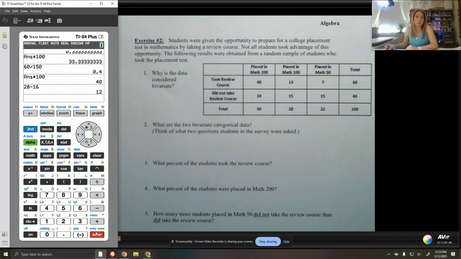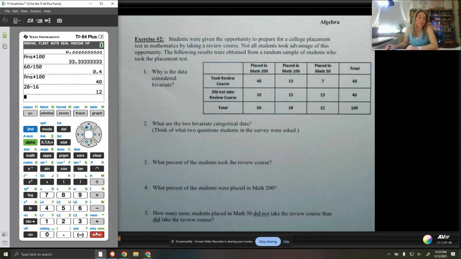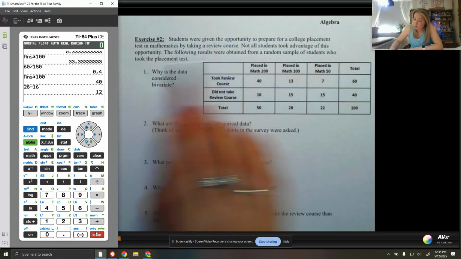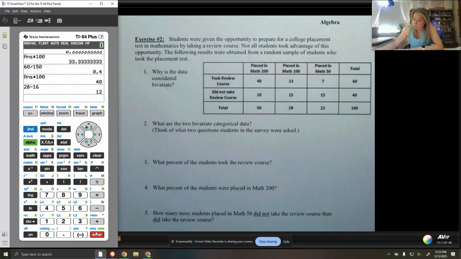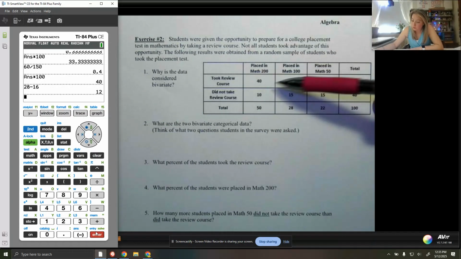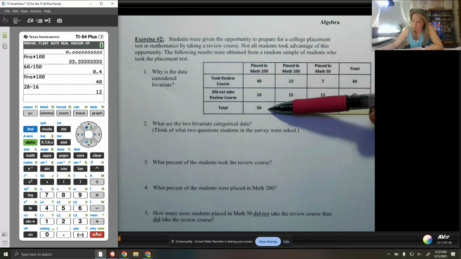Here is another table that is fully filled out. Okay, so let's look at this data. Students were given the opportunity to prepare for a college placement test in math by taking a review course. Not all students took advantage, that's all right. The following results were obtained from a random survey of students who took the placement test. So, took the review course, did not take the review course, total.